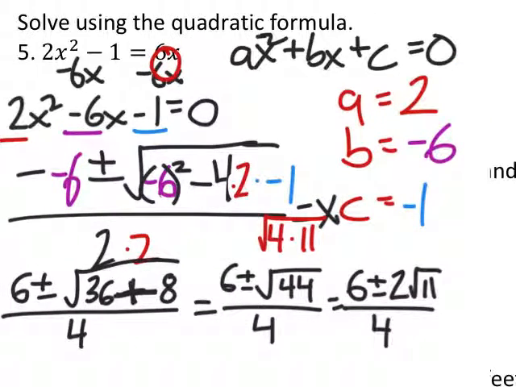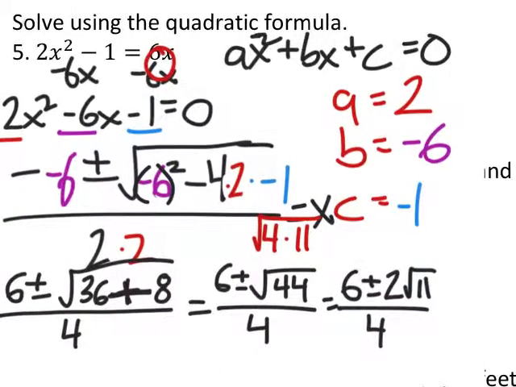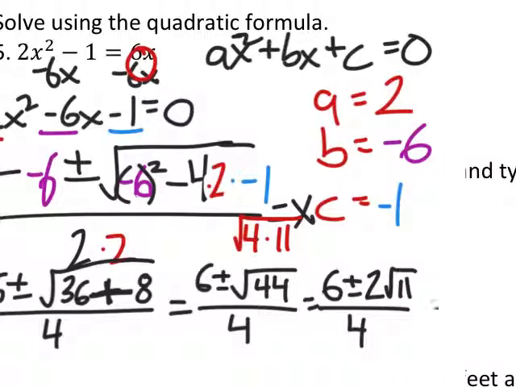And we can further simplify this by taking all the terms and dividing by 2. 6, 2, and 4 are all even. So 6 divided by 2 is 3, plus 2 divided by 2 is 1. That's the square root of 11. 4 divided by 2 is 2.